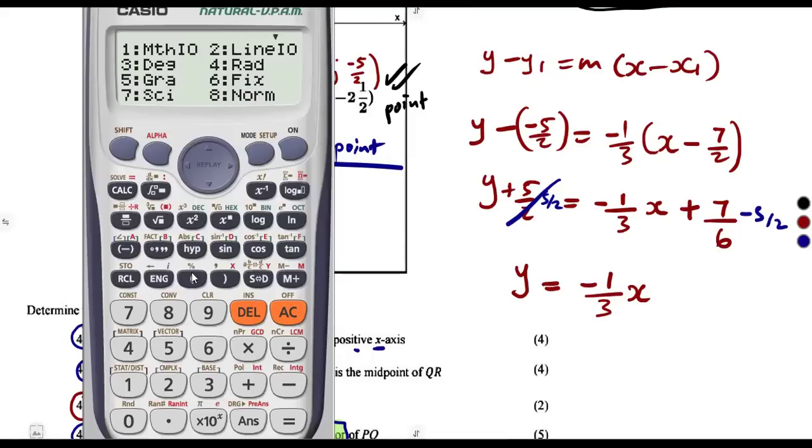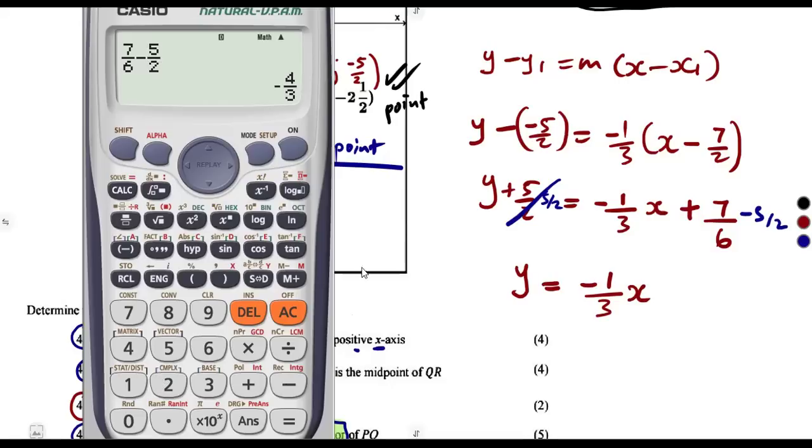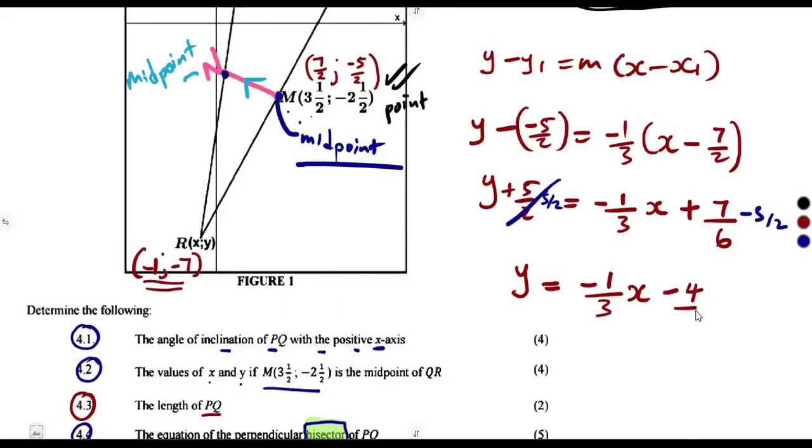Let's bring back to the normal mode. Press 8, press 2. All right, we need to subtract this: 7 over 6 minus 5 over 2 minus 5 over 2 like this. So that's minus 4 over 3. So you're going to get minus 4 over 3. This is what I want you to take note.